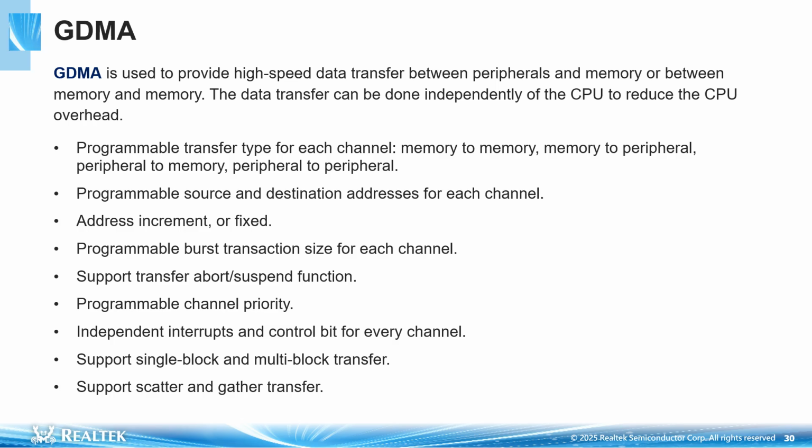GDMA is used to provide high-speed data transfer between peripherals and memory or between memory and memory. The data transfer can be done independently of the CPU to reduce the CPU overhead. Each channel of the GDMA controller can handle requests from one or more peripherals for memory access. The GDMA controller has an arbitrator to coordinate the priority of each GDMA request.